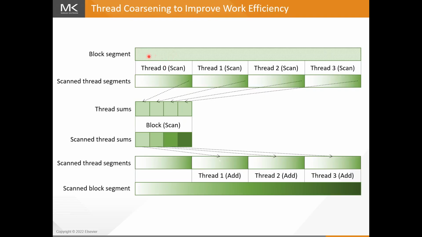coarsening factor is 4, for example, thread 0 is going to access the element at index 0. Thread 1 will access the element at index 4. Thread 2 will access the element at index 8. So the accesses are not coalesced.